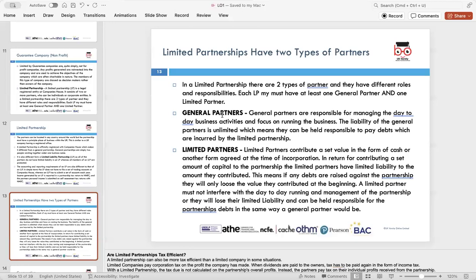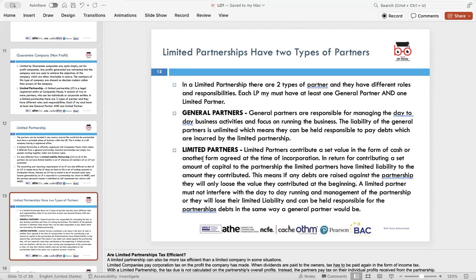So when we talk about general partners, they are individuals who are accountable for overseeing the day-to-day operations of the firm and direct their attention towards the management of the organization. Due to the fact that the general partners have unlimited responsibility, it is possible to hold them accountable for the payment of obligations that are incurred by the limited partnership.